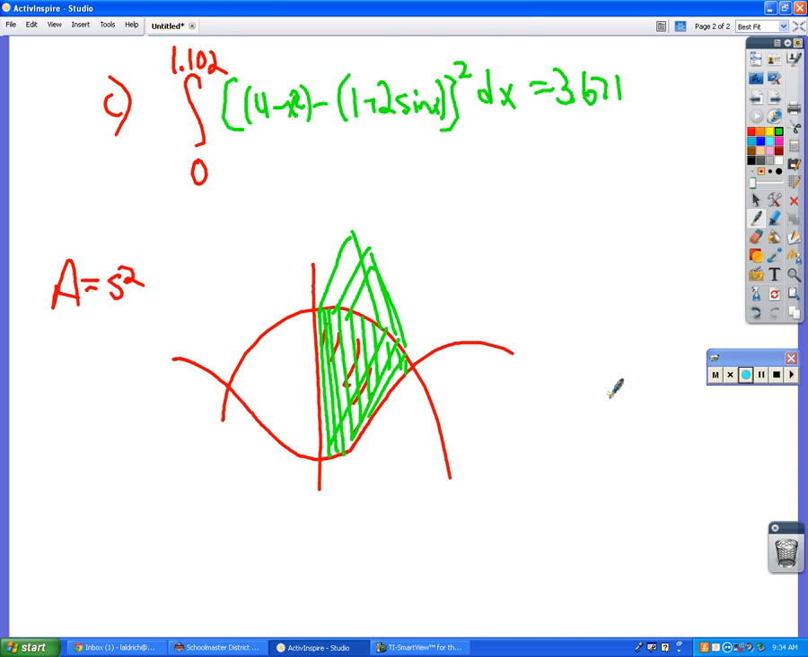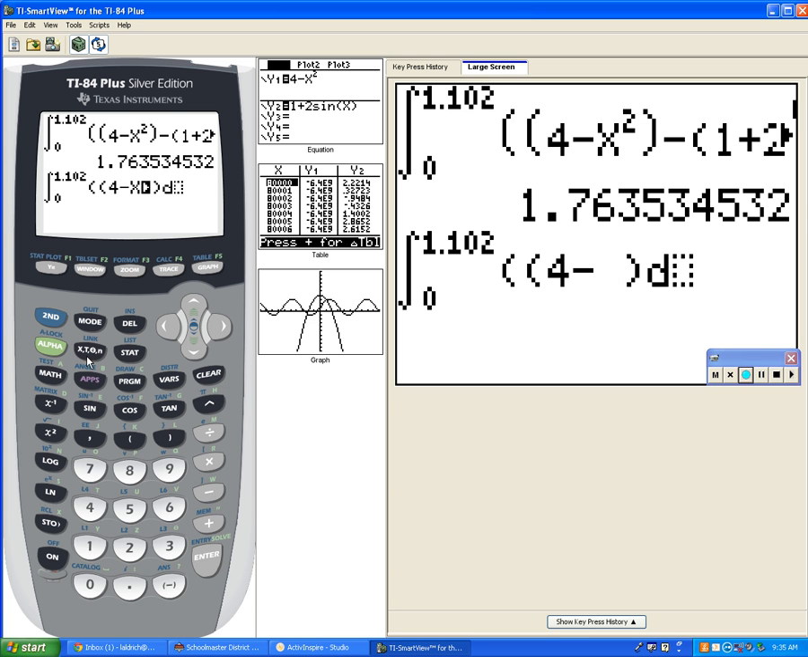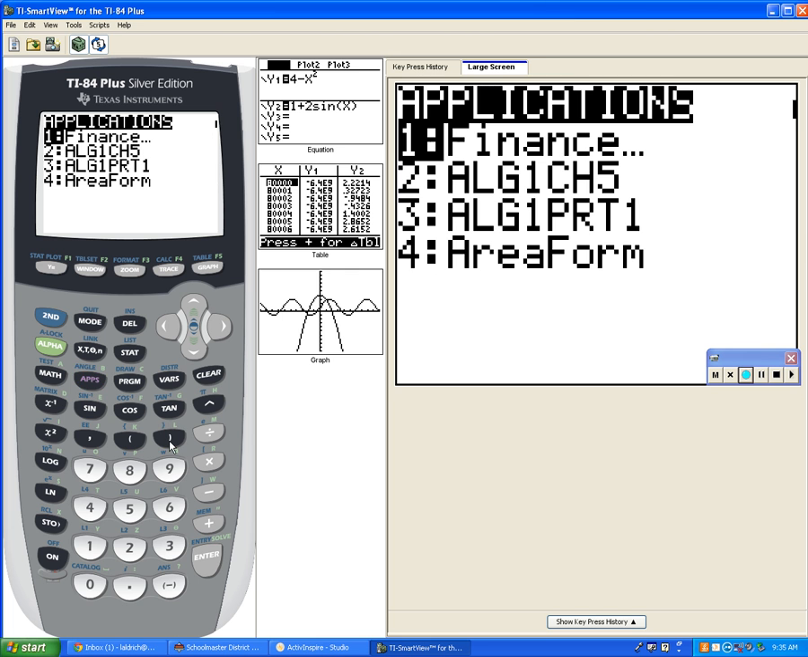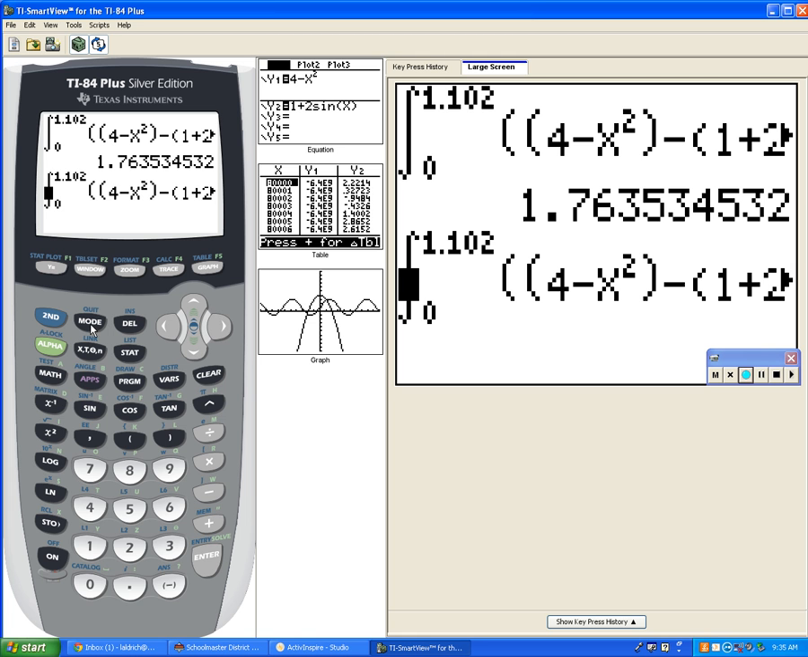How do you do a square on the calculator? Like how do we physically put this into the calculator here? Okay, so I'm going to go parentheses, 4 minus x squared, parentheses, minus, parentheses, 1 plus 2 times sine of x, parentheses. Right? What happens?